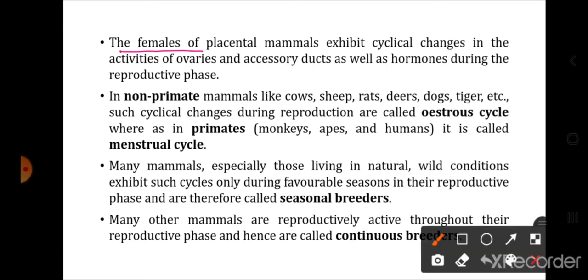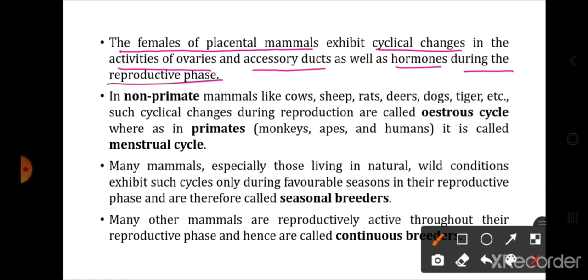Now, the females of placental mammals, those mammals which exhibit the placenta. So, the females of placental mammals exhibit cyclical changes in the activities of ovaries and accessory ducts as well as the hormones during the reproductive phase. Such females undergo cyclic changes in the ovary, in the accessory ducts as well as in the hormones during the reproductive phase.